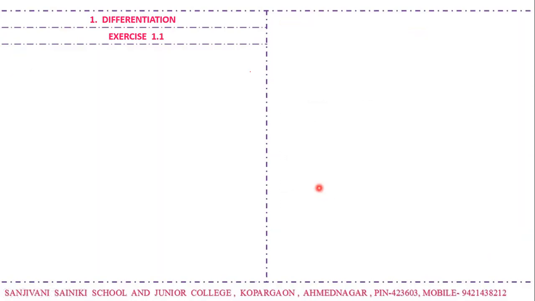Now the next example is: differentiate the following with respect to x. X upon square root of 7 minus 3x. So let y is equal to x upon root 7 minus 3x. Now here, how to differentiate it? Here there is a quotient of two functions. That means division of two functions, numerator and denominator. So we have to use here quotient rule.